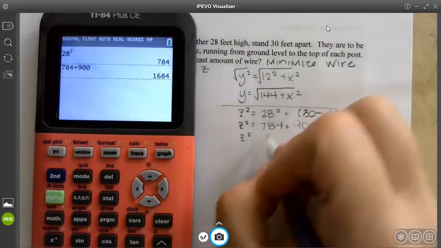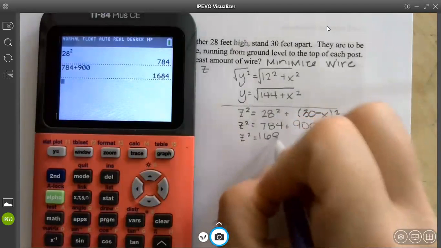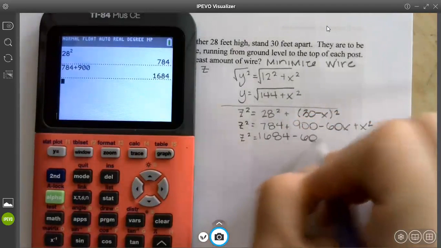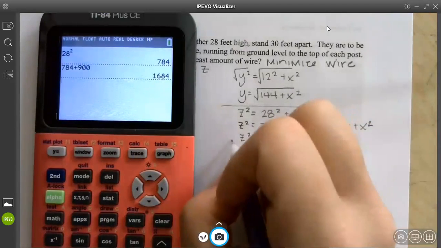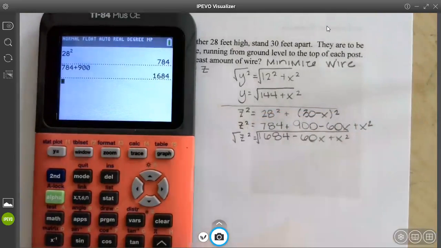784 plus 900 is 1684 minus 60X plus X squared. And then you're going to take the square root.